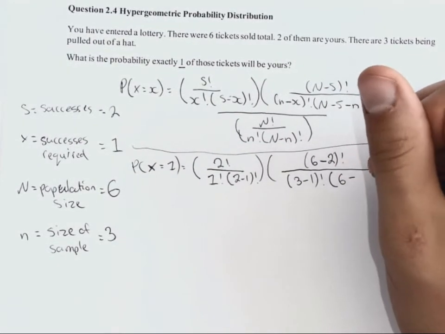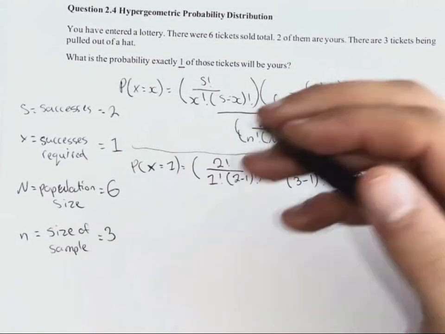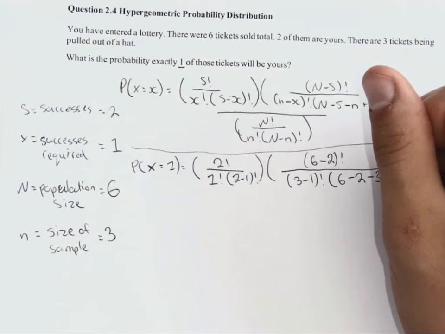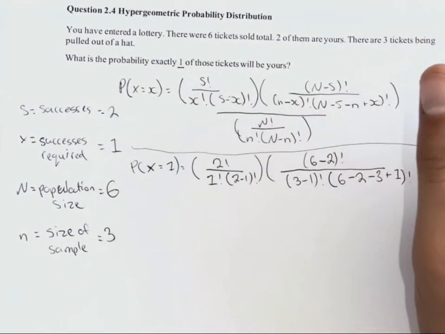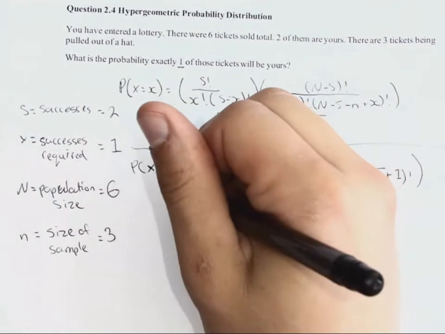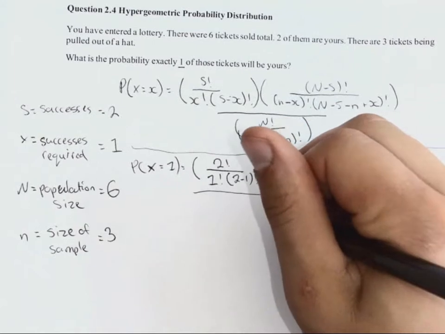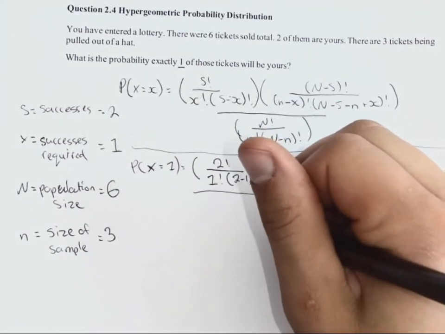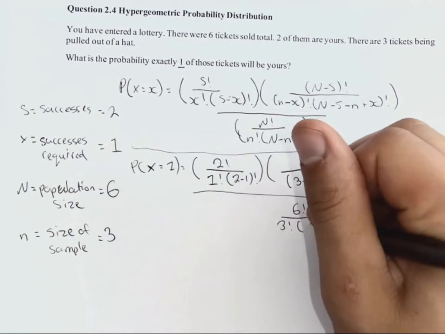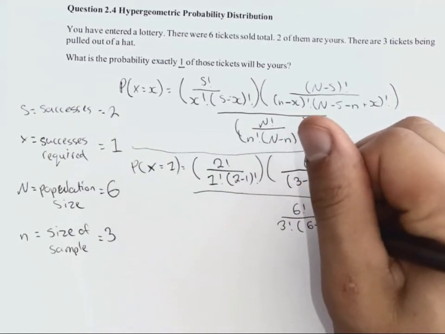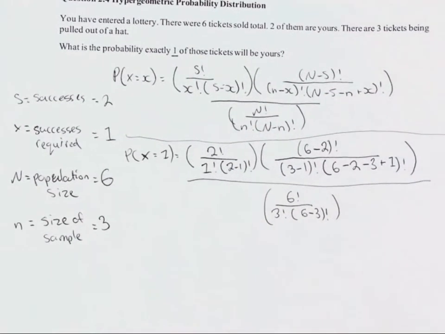6 minus 2 minus 3 plus 1 factorial, divided by 6 factorial divided by 3 factorial multiplied by 6 minus 3 factorial. So let's start working these down.